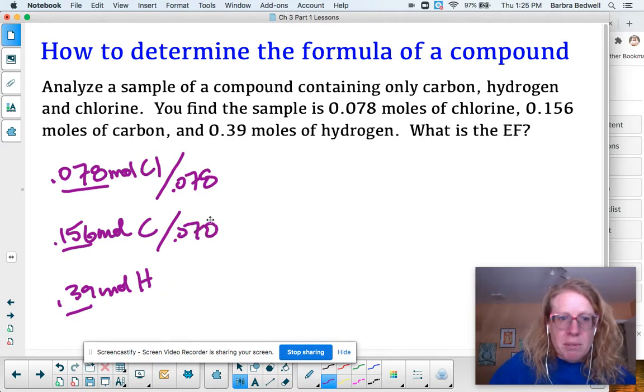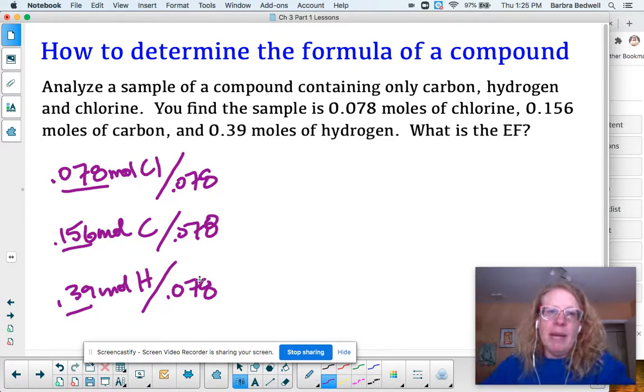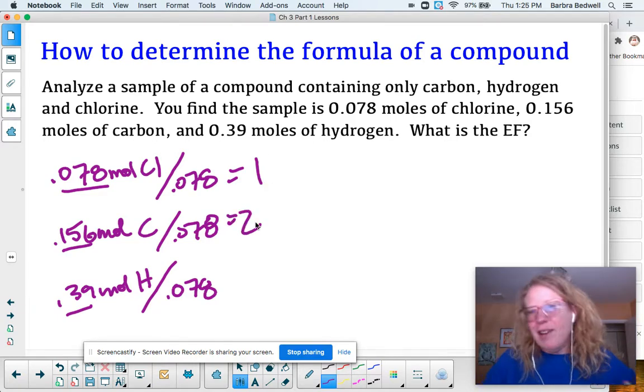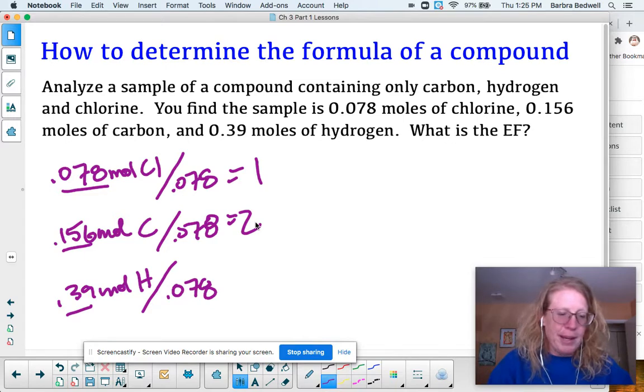All I'm going to be doing by doing this is, again, trying to see if I can get that ratio to sort of appear and make it a little bit easier to see. So that's an easy one. That's a 1. 0.156 divided by 0.078 is 2. You may or may not have known that. I knew that, but I don't know. You guys would know. I'm simulating. 0.39 divided by 0.078 is 5.